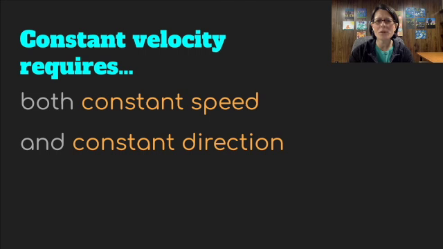Constant velocity requires both constant speed and constant direction. So if you're going along at a constant speed, but you switch from going north to going east, you've changed your velocity. If you are going east, but you change your speed, you've changed your velocity.